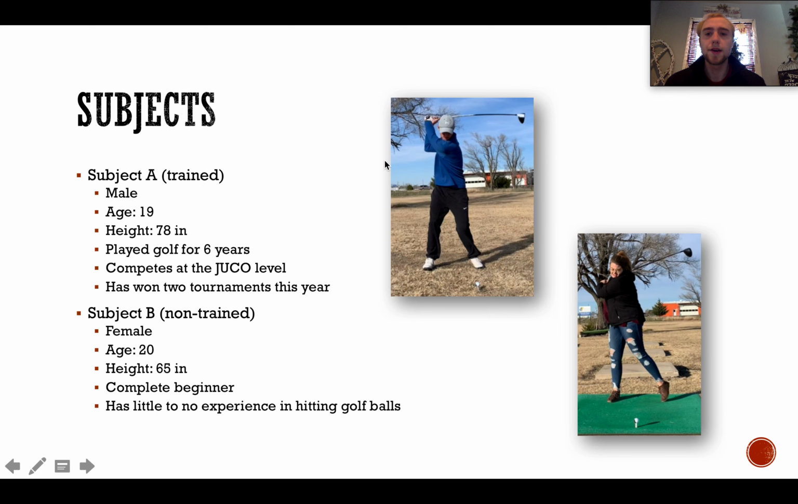So the subjects here: subject A is a trained male, age 19. He's played golf now for about 6 years, and he currently competes at the JUCO level, and he's actually won 2 tournaments this year, so you can say that he's swinging very well, or that his swing is in form. And subject B here is a 20-year-old female. She could be classified as a complete beginner, because she has little to no experience in hitting golf balls before.